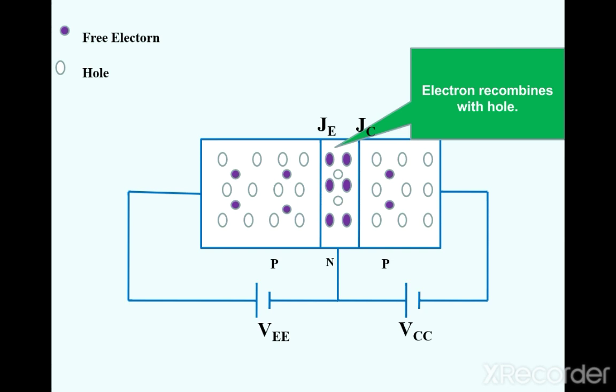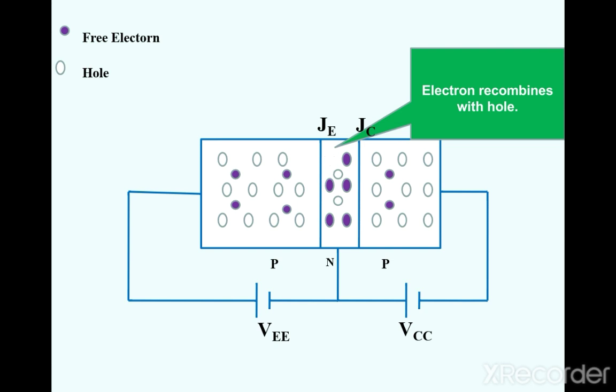Because of this doping, only a small amount of electrons exist. The holes from P side recombine with electrons in N side and become minority carriers in the base side. And since the base depletion region width is less, some of the holes from the emitter also cross the junction JC and move into the collector region.